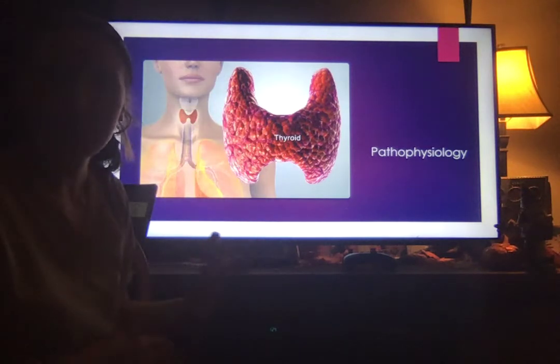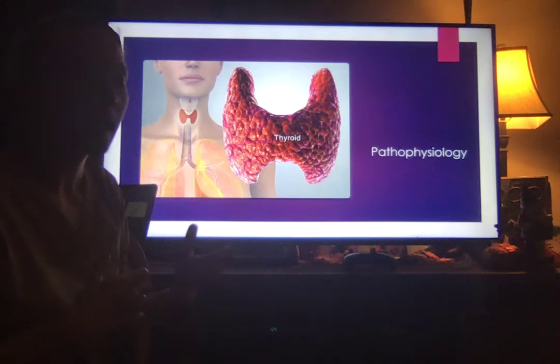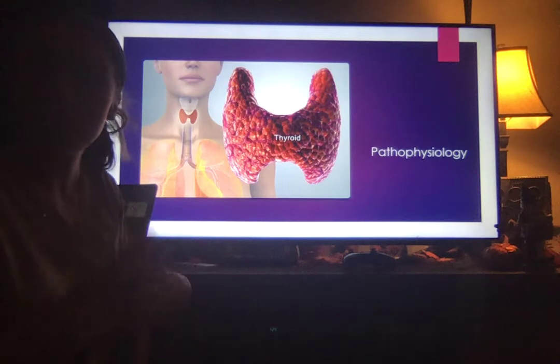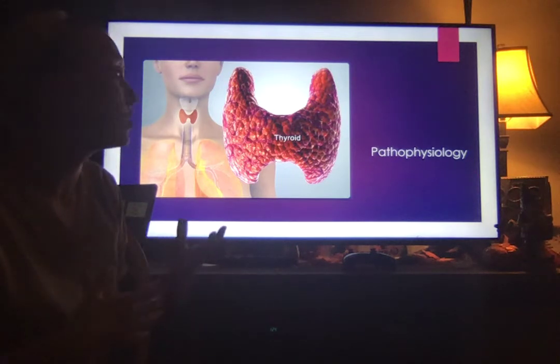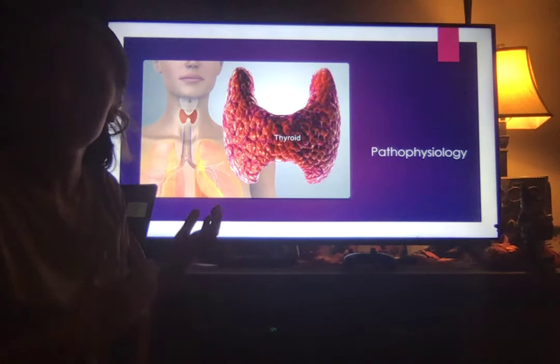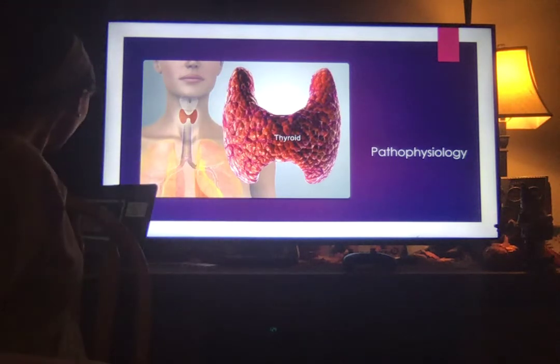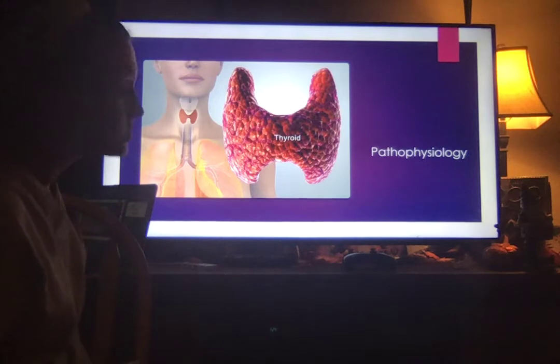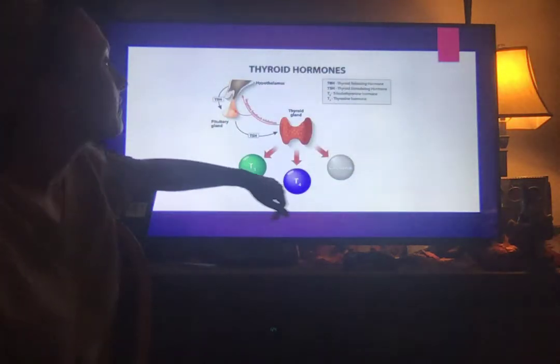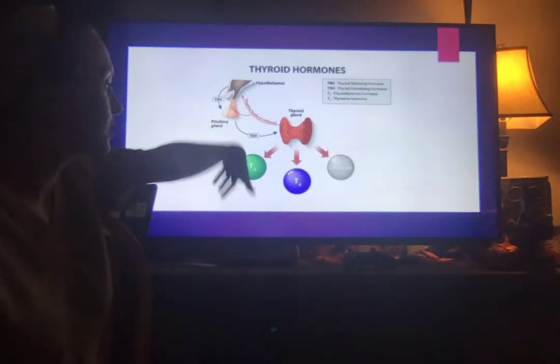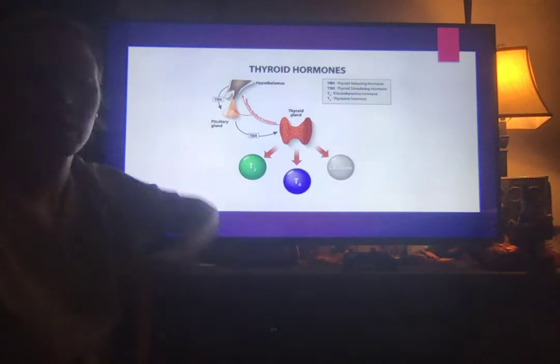This gland synthesizes regulating hormones that work within your body to help with your metabolic rate and to regulate that, and also to help with the oxygen consumption in your tissues. And it does that with the help of some hormones. So the hormones that are secreted by your thyroid gland are your T3, your T4, and your calcitonin.